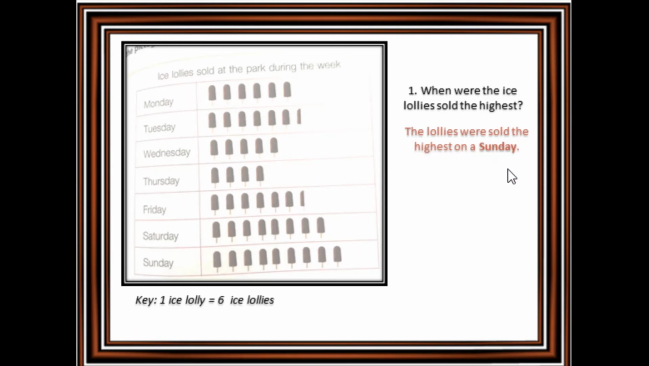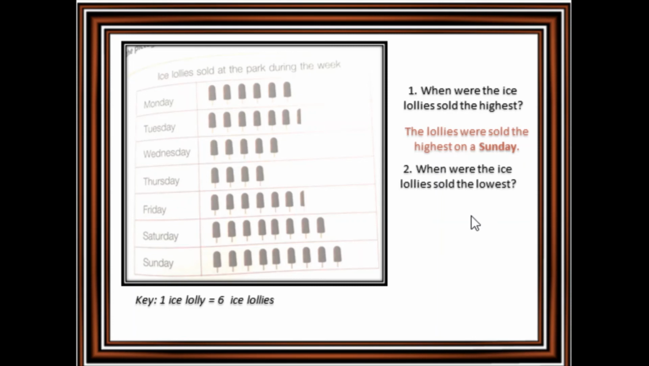How many were sold on a Sunday? Let's count, okay? We have 6, 12, 18, 24, 30, 36, 42, 48, 54. So, it's Sunday where the lollies were sold the highest.